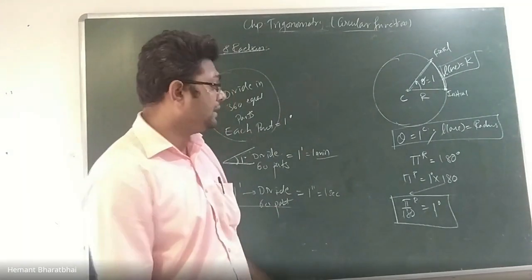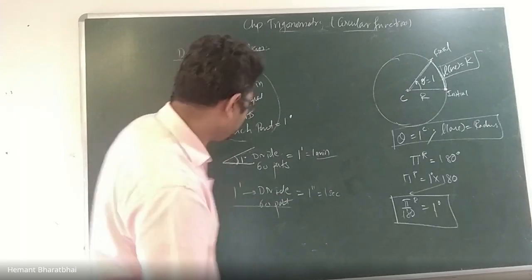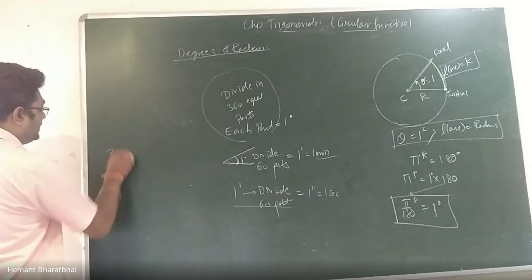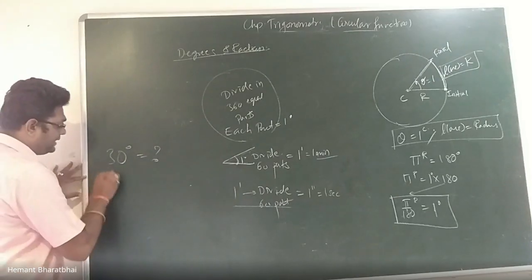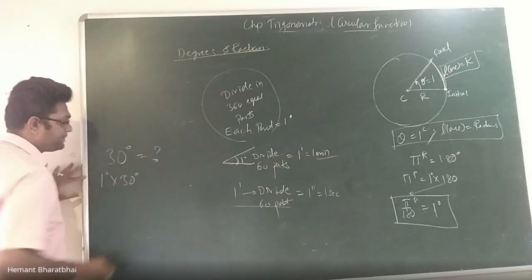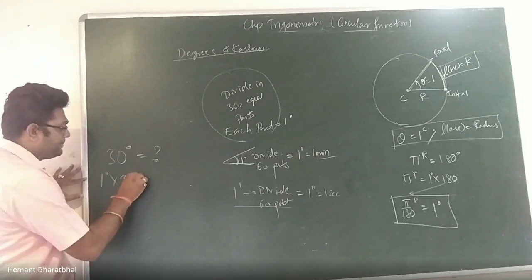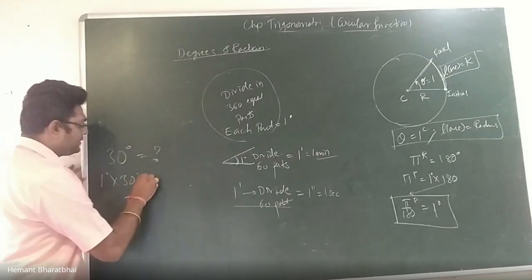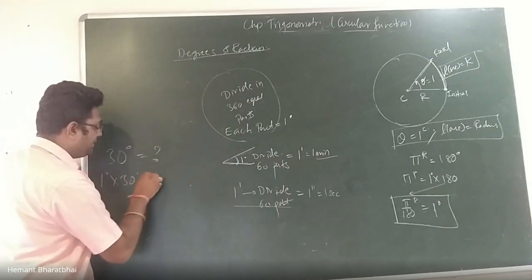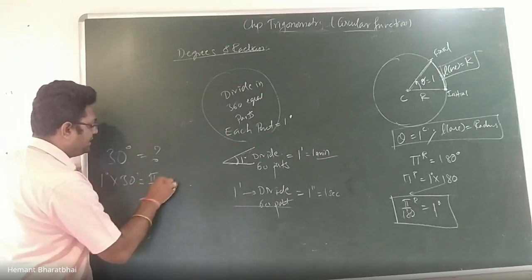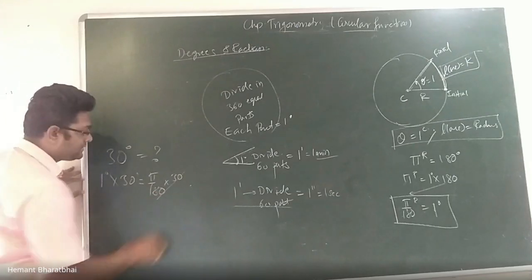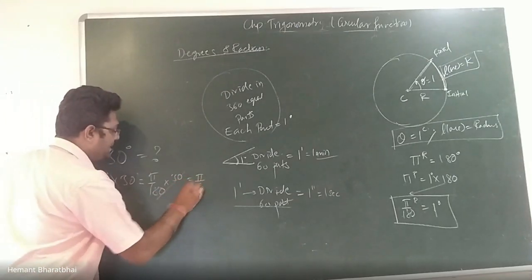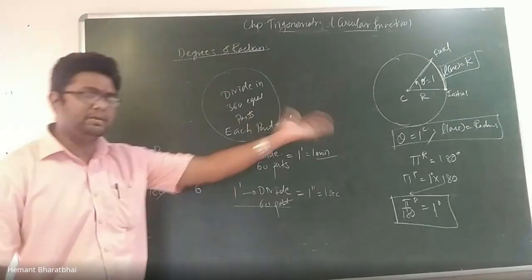Okay. 1 degree is equal to pi by 180 radians. So if I want to find out how much is 30 degrees, you can write 30 degrees as 1 degree into 30. 1 degree is nothing but pi by 180, so pi by 180 into 30. This gets cancelled. 3 ones are 3, 3 sixes are 6, so it gives me pi by 6, which I had given you in a much simpler way.